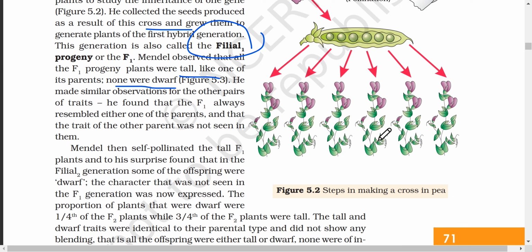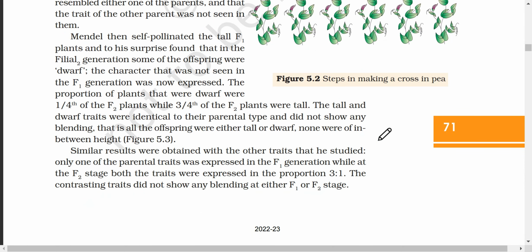And when he crossed them, जो उनकी प्रोजेनी थी उसमें सारे टॉल थे, and जो ड्वार्फ वाला था it remained unseen. Mendel then self-pollinated the tall F1 plants. अब ये सारे tall हैं, इनको self किया, and to his surprise found that in the filial second generation some of the offspring were dwarf.